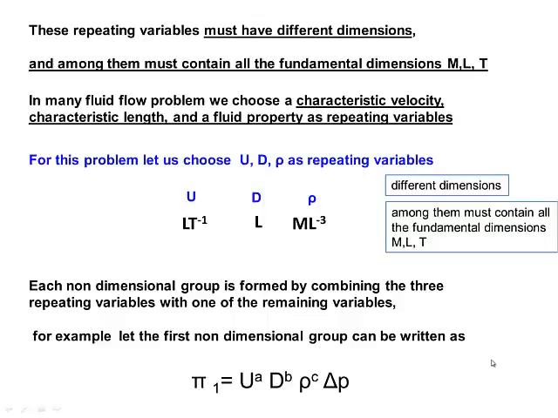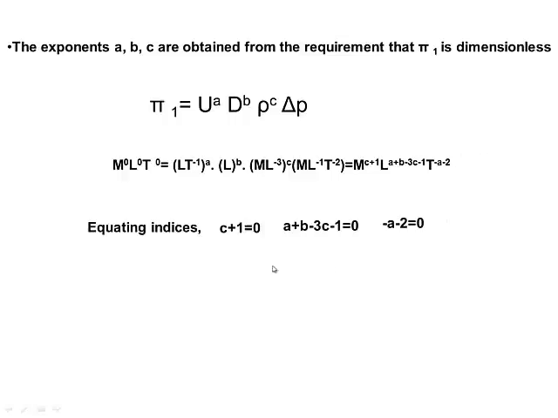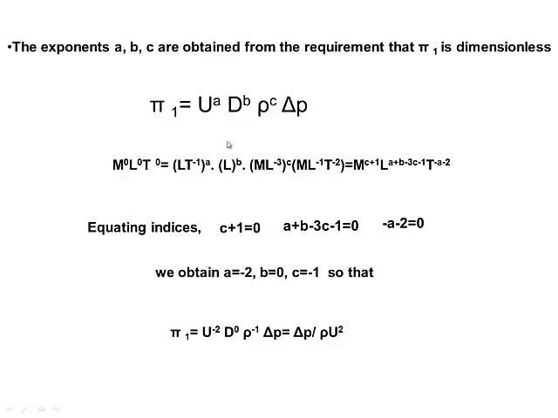Now we have a pi term with no dimensions on the left side that can be equated to the respective dimensions of terms on the right side. Equating the indices of M, L, and T, we can derive 3 algebraic equations with the 3 unknowns a, b, and c. Solving these equations, we find a, b, and c, and substituting these values, we get the first pi term as Δp by ρu².